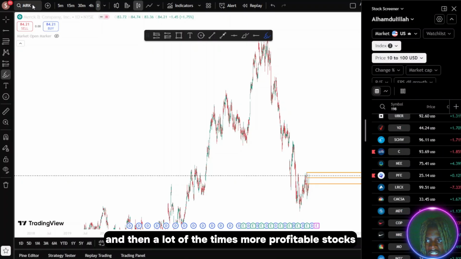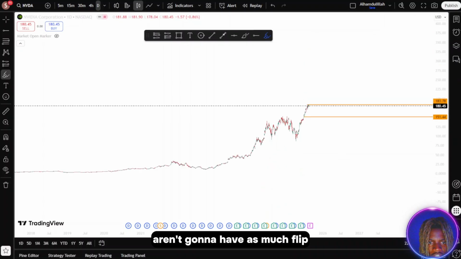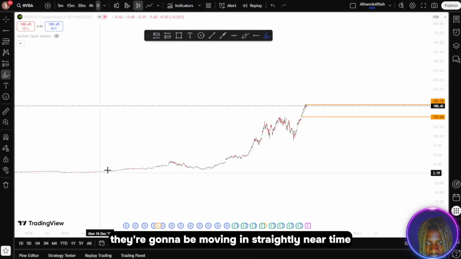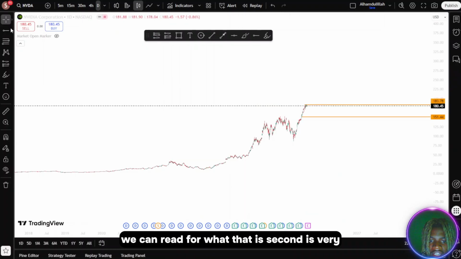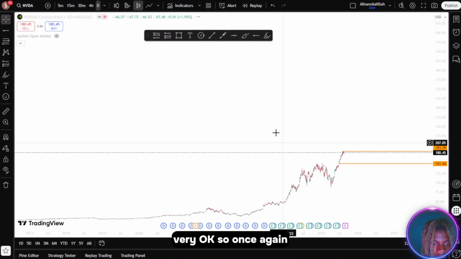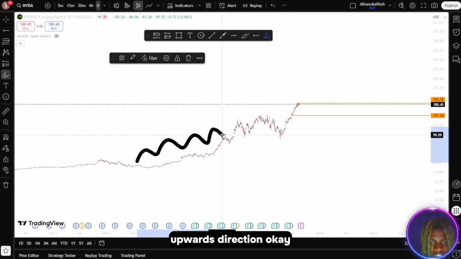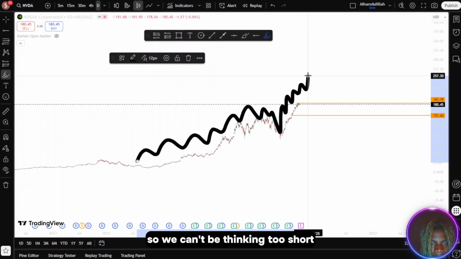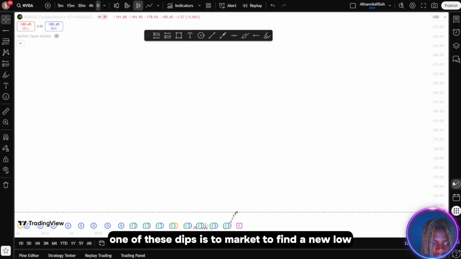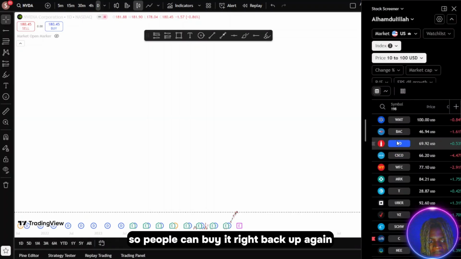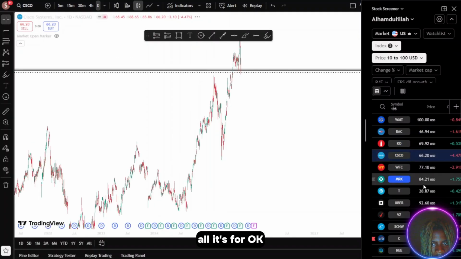A lot of the time, more profitable stocks, like Nvidia for example, aren't going to have as much fluctuation. They're going to be moving in a straight linear line. Once again, the goal of the stock market is to go in an upwards direction, so we can't be thinking too short. We have to think logically. One of these dips is for the market to find a new low so people can buy it right back up again and take it back up to the high. That's all it's for.